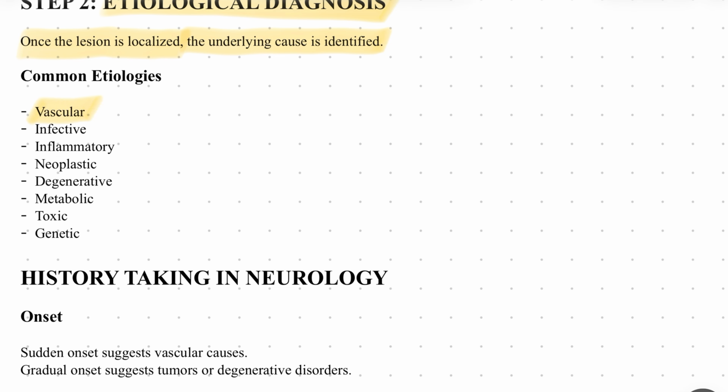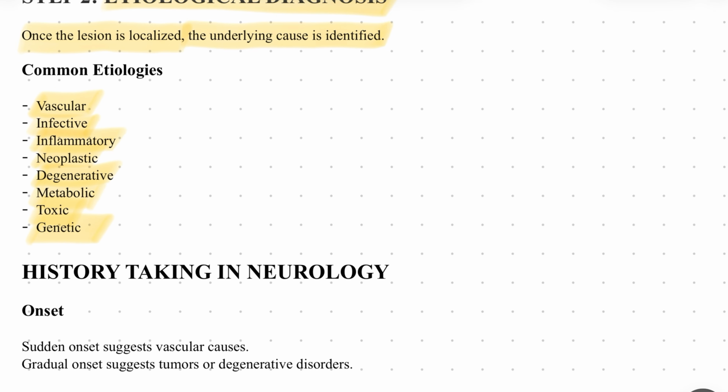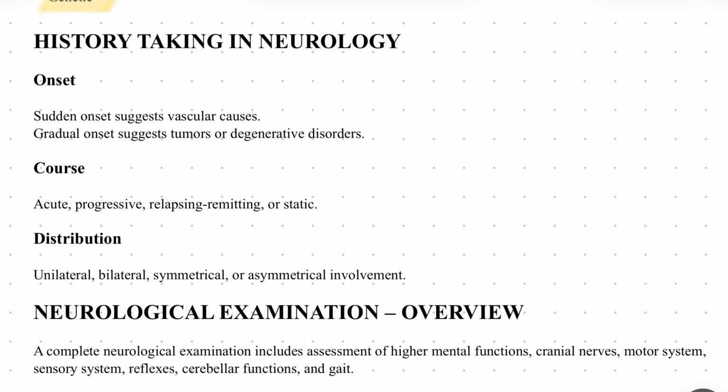The underlying cause is identified. The common etiology will be vascular. Strokes are an important topic, and we'll discuss them in great detail. Then infections, since some infections cause seizures. Inflammatory, and neoplastic, which even causes seizures most commonly. Then degenerative, such as Parkinson's and Alzheimer's. Then metabolic, toxic, and genetic. Then coming to history taking in neurology, it is one of the biggest history taking parts in medicine.